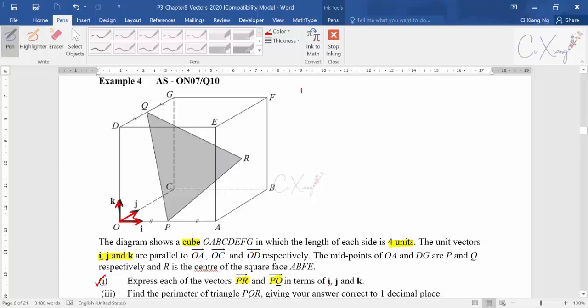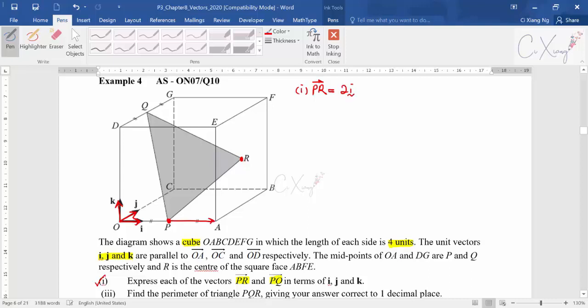For the first part, if they want to get PR, I will just double check first that P is here, and R is here on the face ABFE. For me, I will try to go from P to A. From P to A is in the i direction, and it is actually half of OA. Therefore, it should be 2i.